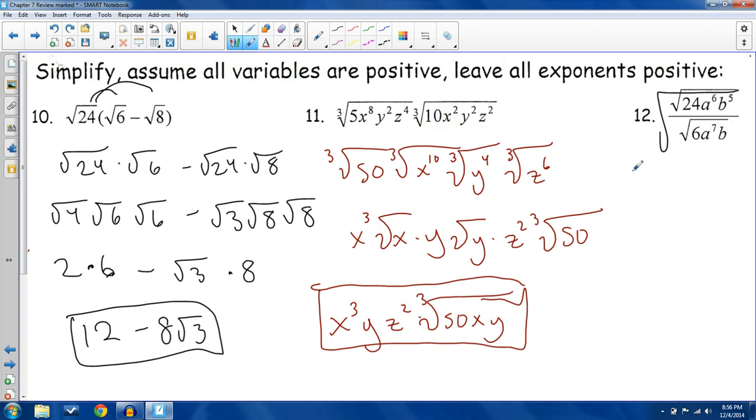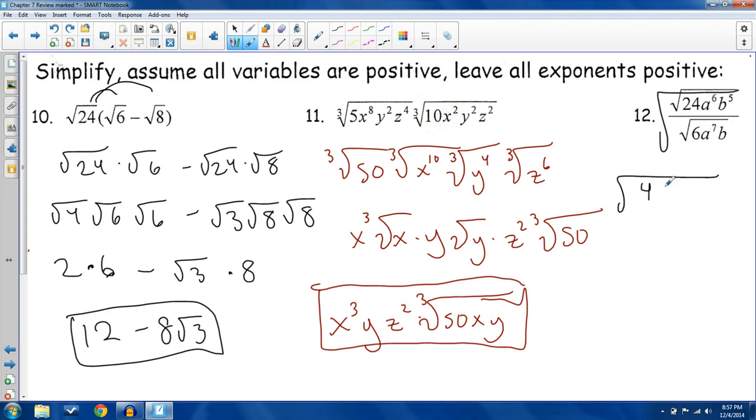But the reality is, I can do 24 divided by 6. I can do a to the 6th divided by a to the 7th and cancel things out. And I can do b to the 5th divided by b and cancel things out. And leave it all under one square root. So my next step, 24 divided by 6, is 4. That's still under the square root, mind you.